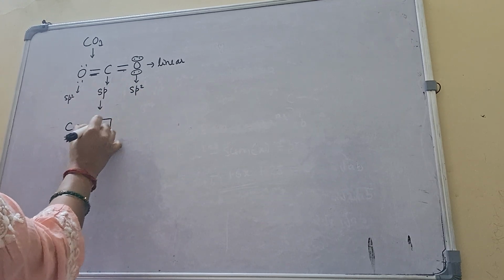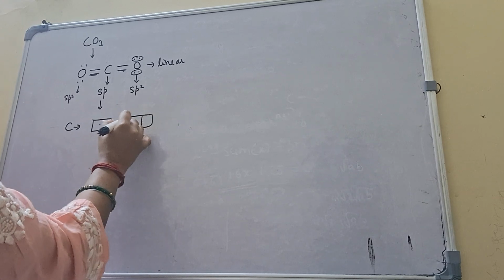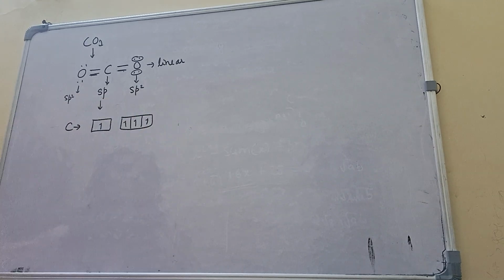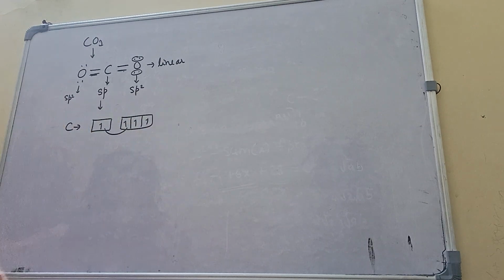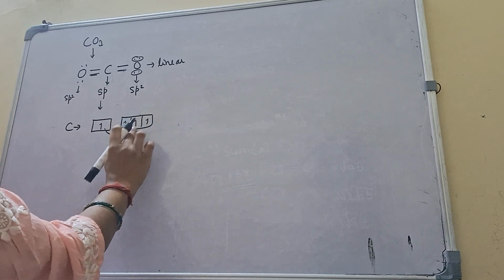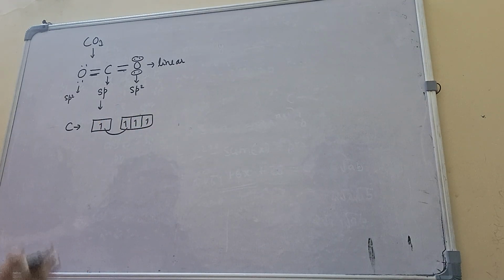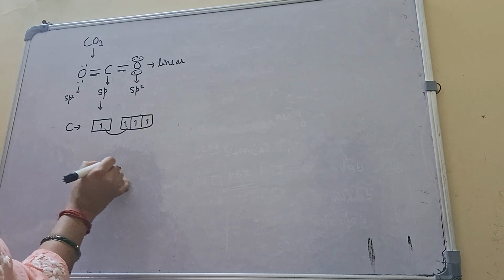Carbon, what will be the configuration? 1, 2, 3 and 4 in the excited state. And if it is sp hybridized, these two will mix and these two will be in unhybridized state. Correct. And there are 2 pi bonds here. That means I need 2 unhybridized orbitals, which is correct, right? So if you want, how do we draw this? Carbon dioxide.